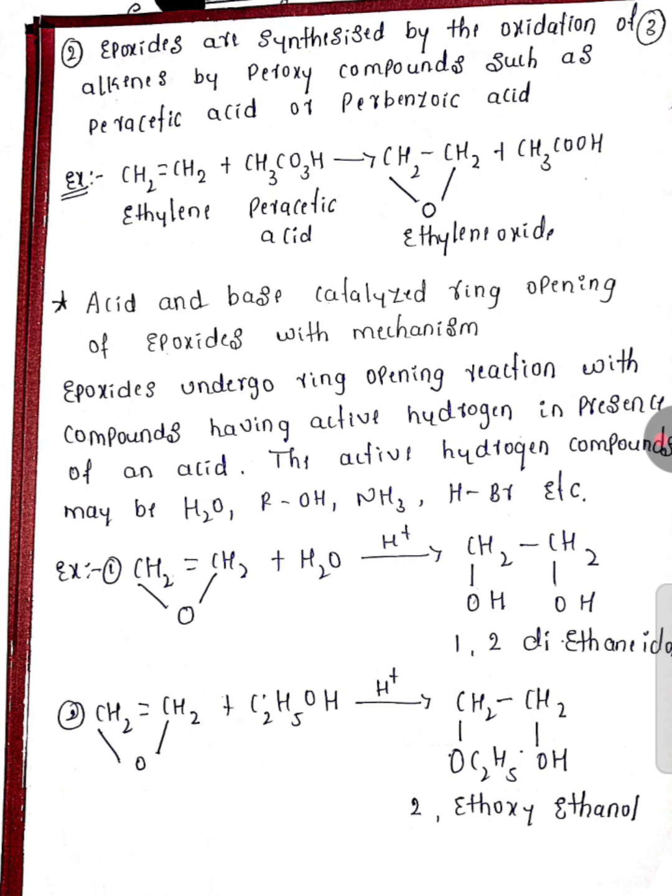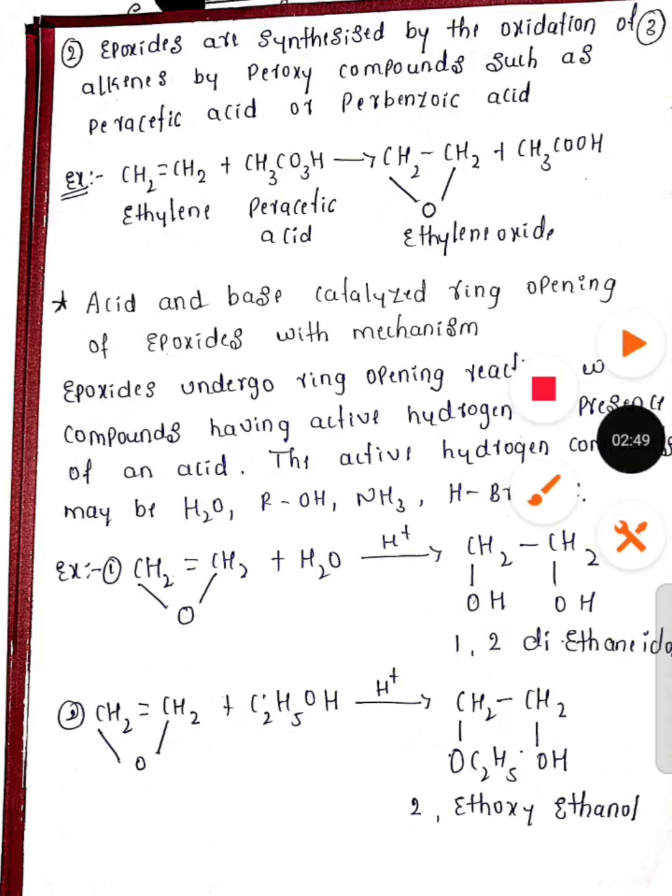Next, we have the acid and base catalyzed ring opening of epoxides with a mechanism. Epoxides undergo ring opening reactions with compounds having an active hydrogen in the presence of an acid. The active hydrogen compounds may be water, alcohol, ammonia, HBr, etc. Next, we have an example of acid catalyzed ring opening of epoxides.